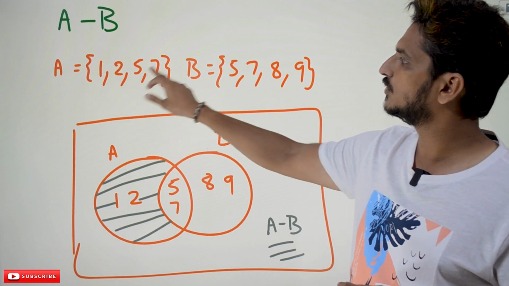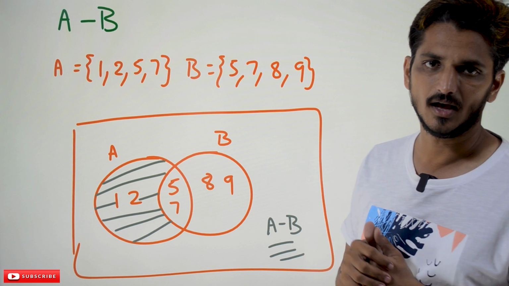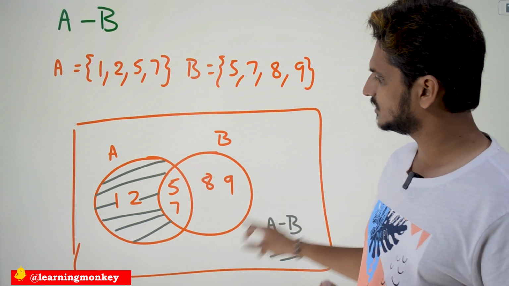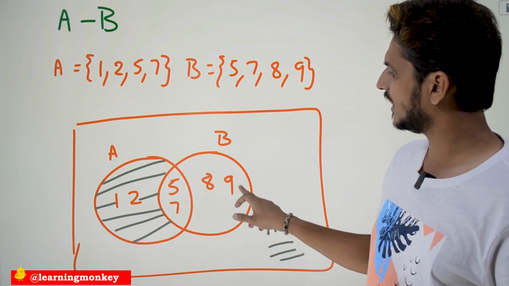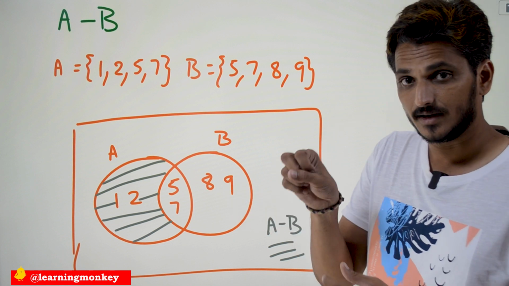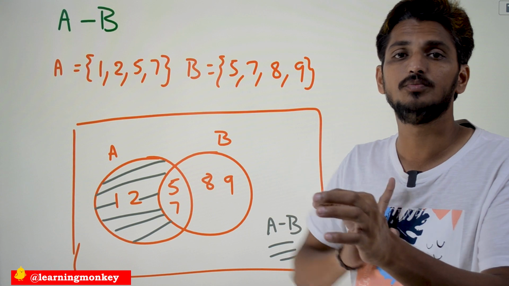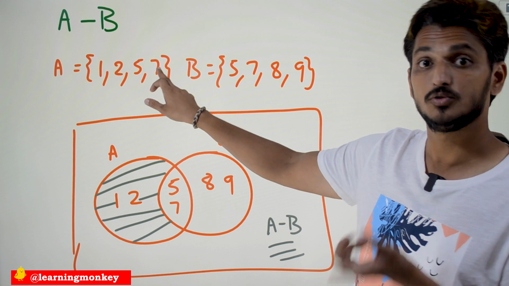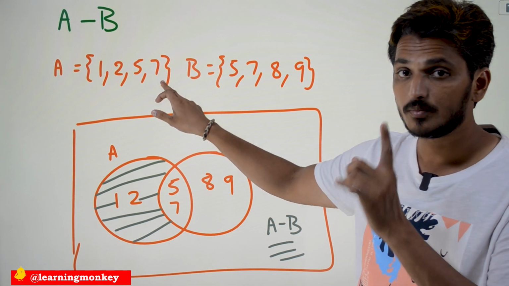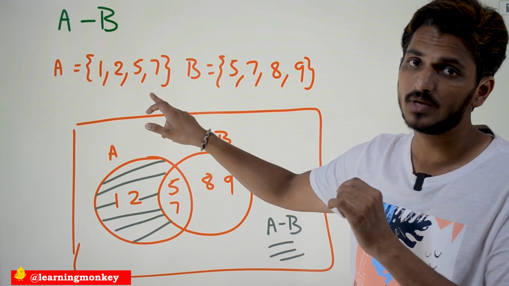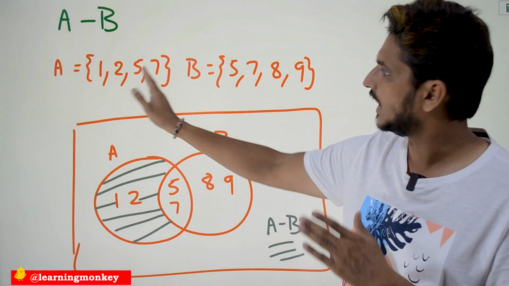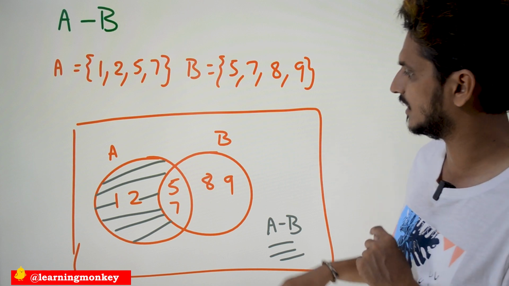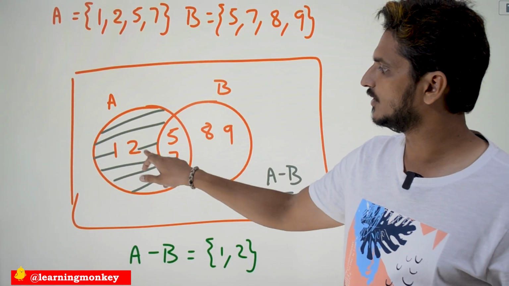Let's take A equal to {1, 2, 5, 7} and B equal to {5, 7, 8, 9}. How are we going to show it in Venn diagram representation? This is A and this is B. 1, 2 belong only to A, 5, 7 are the common elements, and 8, 9 belong to B. You take any element, it should belong to A and it should not belong to B. So 1, 2 belong to A. 5, 7 belong to B also, and it should not belong to B. That means you have to eliminate the common elements from A. You have to eliminate 5, 7. That is what A minus B is. So A minus B is {1, 2}.